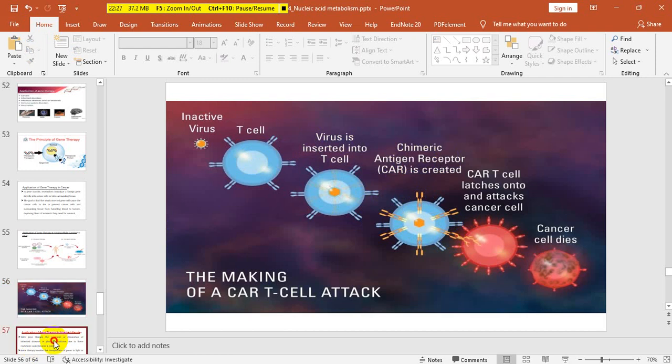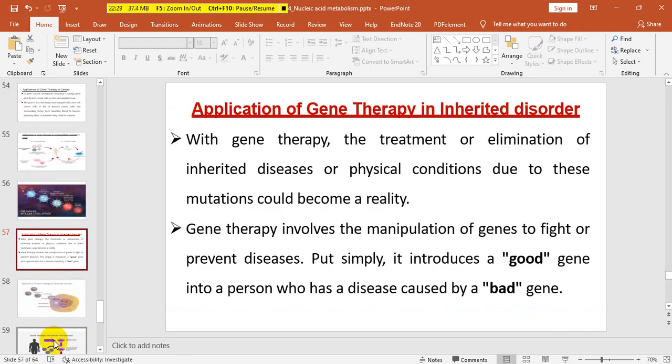Let's look at the next slide. So application of gene therapy. With gene therapy, the treatment or elimination of inherited diseases or physical conditions due to these mutations could become a reality. Gene therapy involves the manipulation of genes to fight or prevent diseases. Simply, it introduces a good gene into a person who has a disease caused by a bad gene.